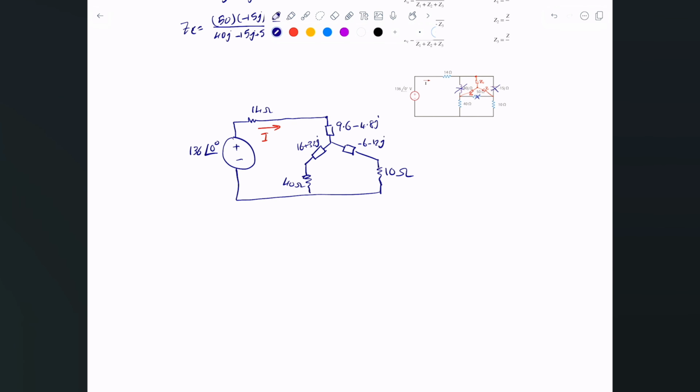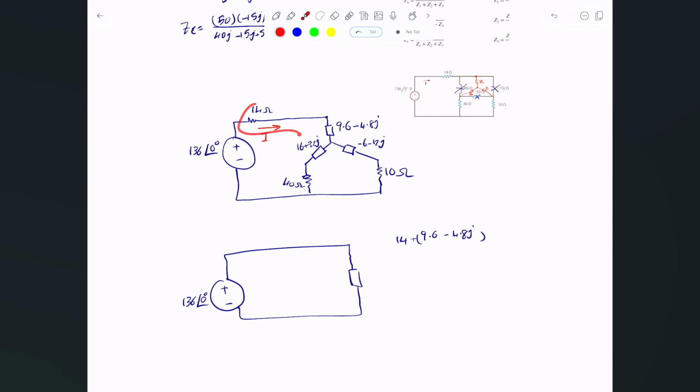What I can tell you is the following. We have plus, minus, this is 136 at 0, in volts, of course. This is 14 ohms. Actually, let's keep it that way for now because we're going to combine all of them. So this box will be simply 14 plus 9.6 minus 4.8j, those two in series. Now I'll have to do these two in series and these two in series, and then the whole thing is in parallel.